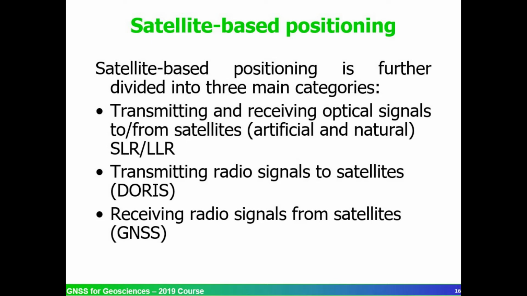Satellite-based positioning is further divided into three main categories: transmitting and receiving optical signals to and from satellites, artificial and natural, SLR, LLR; transmitting radio signals to satellites, DORIS; and receiving radio signals from satellites, GNSS.